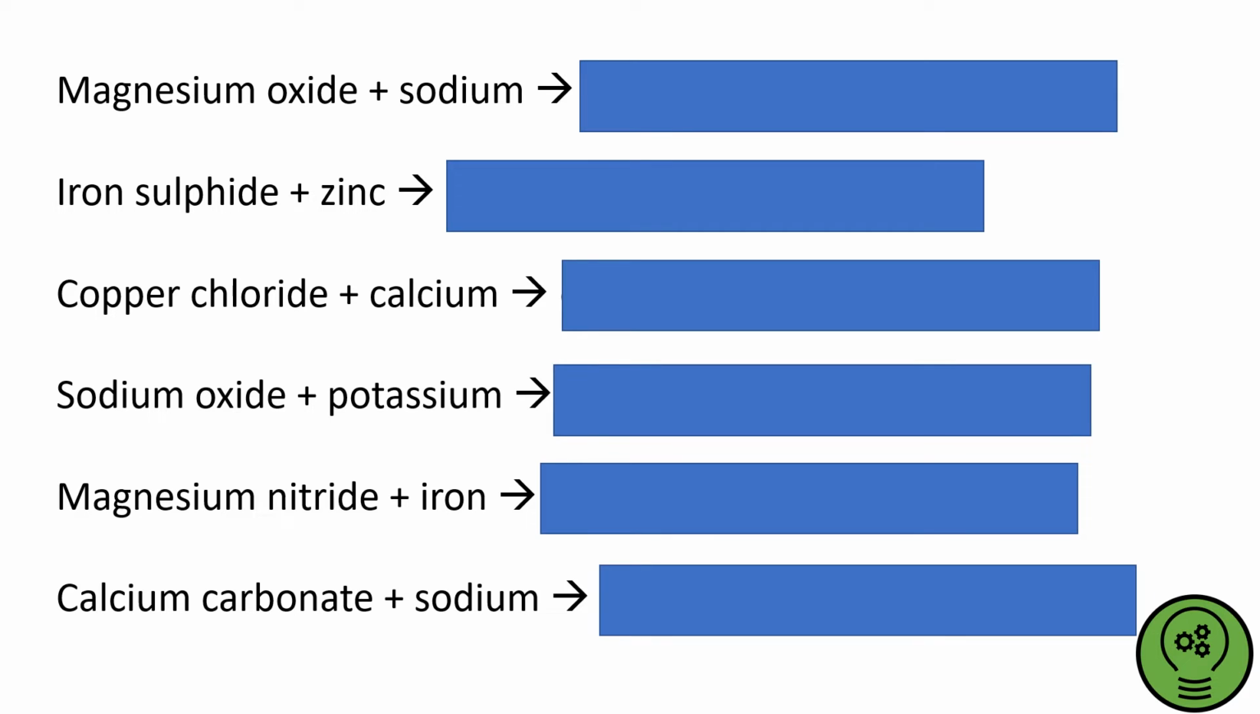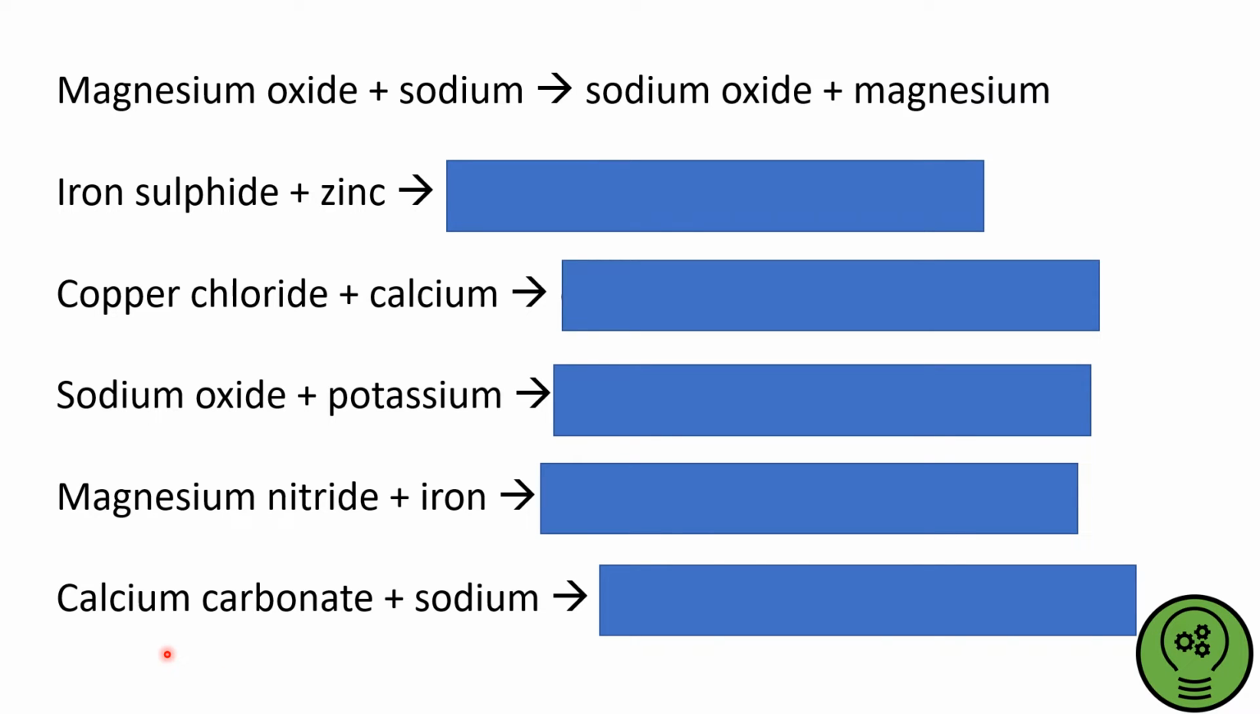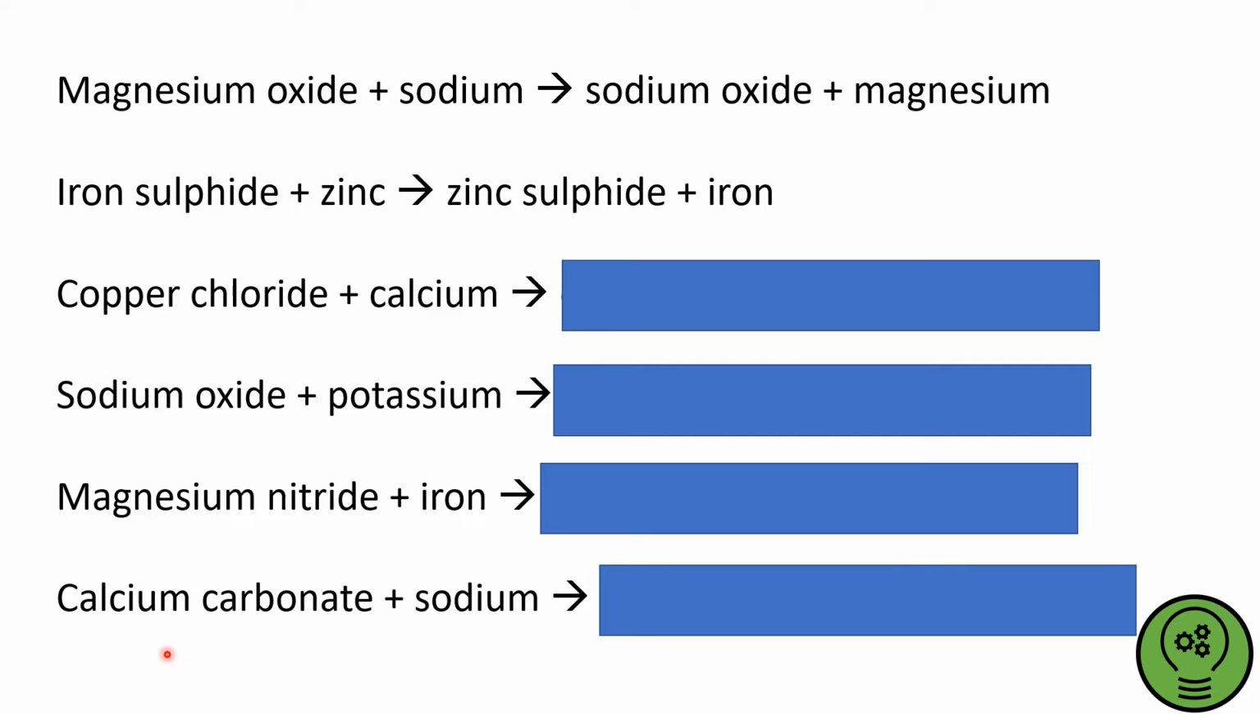So the first one here, magnesium oxide plus sodium. I know sodium is more reactive than magnesium, and therefore this will work. This is going to be a displacement reaction where I have sodium oxide plus the magnesium. Notice I had magnesium, oxygen and sodium at the beginning, and I still have magnesium, oxygen and sodium at the end, but they have rearranged themselves because I have to make something new. Okay, so the next one then, I've got iron sulfide plus zinc. Zinc is more reactive, so it is able to displace, so I would end up with zinc sulfide plus iron.